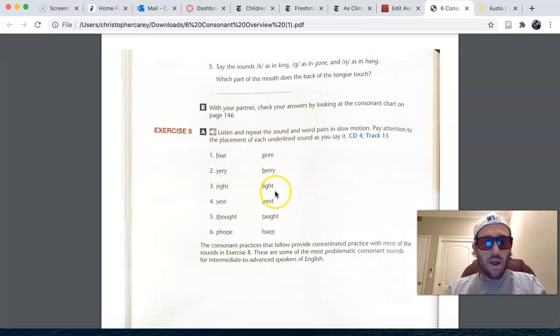So after you're done practicing, when you're ready, record yourself pronouncing these minimal pairs, and that is your final exercise for consonant sounds.